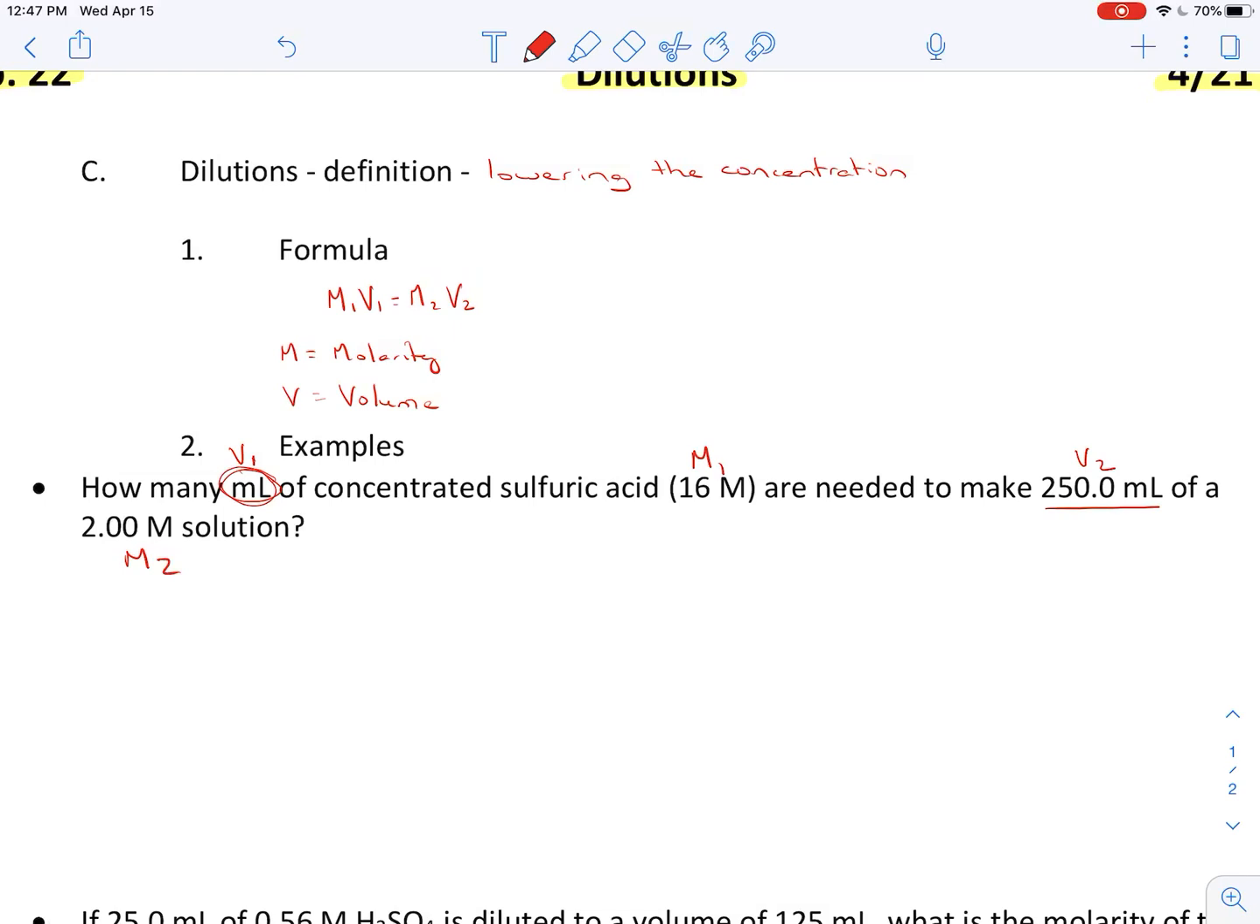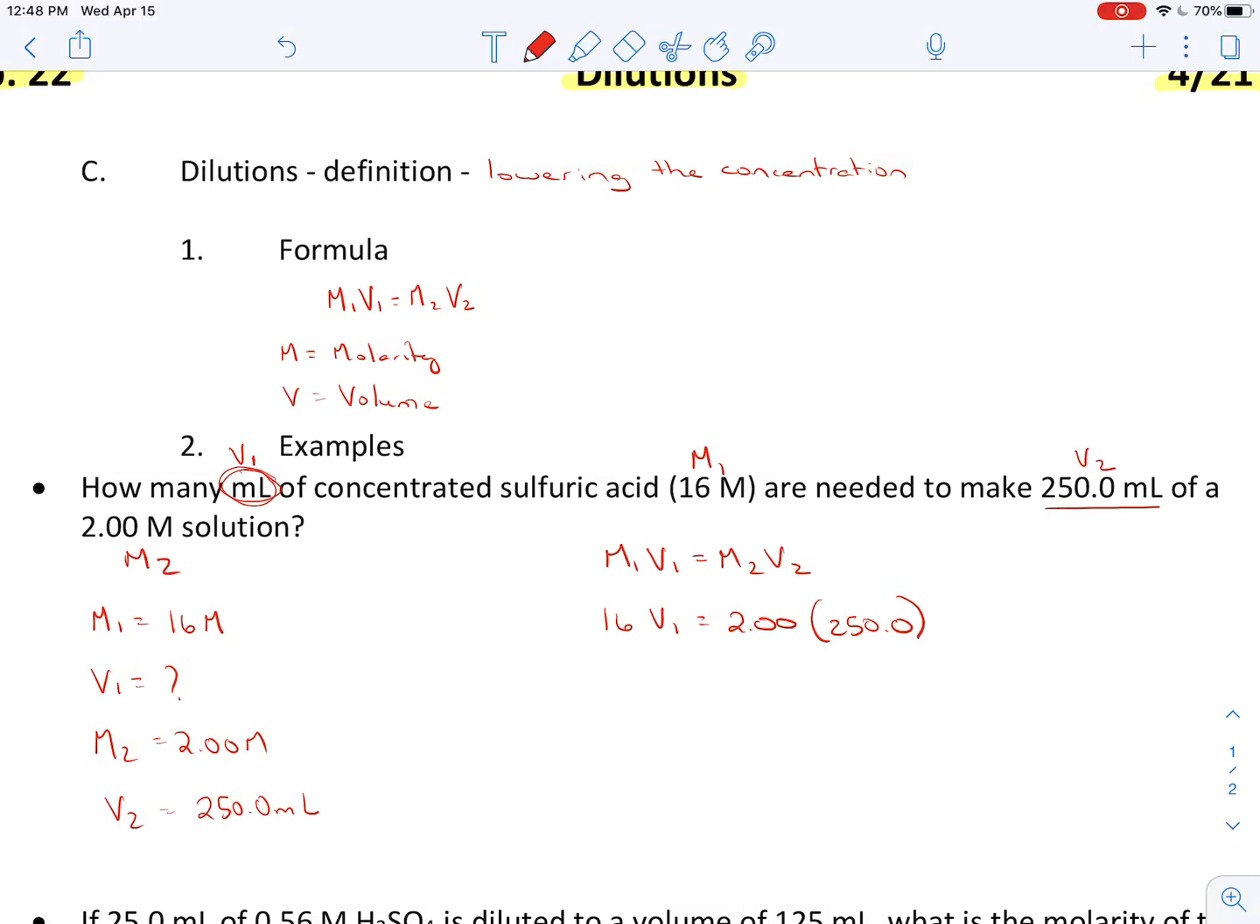All right, so kind of like we did with the gas laws, I like to write it out to the side. M1 is 16. V1 is our question mark. M2 is 2.00. And V2 is our 250 milliliters. So pretty straightforward here. We're just going to plug it in and solve. Remember, the formula is M1 V1 equals M2 V2. Let's plug it in and see what we got. So we have 16 times V1 equals 2.00 times 250.